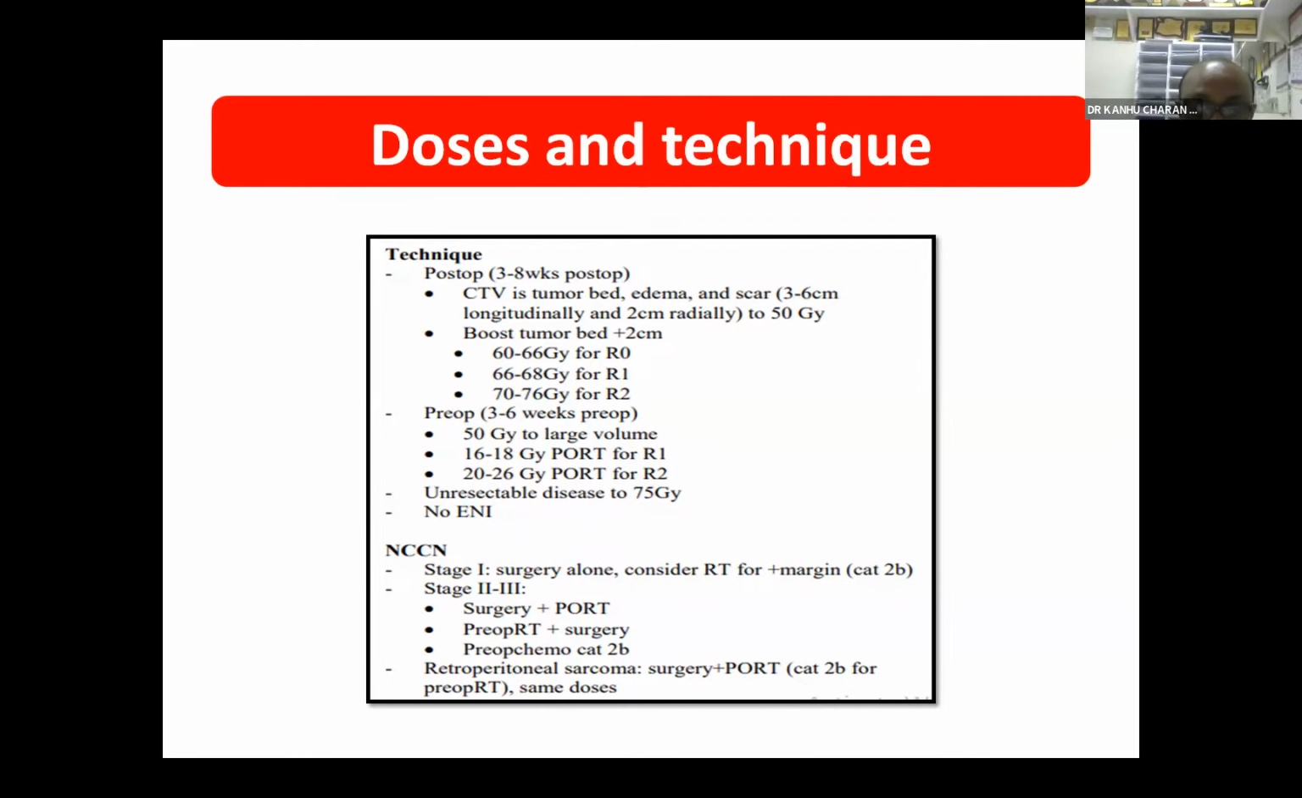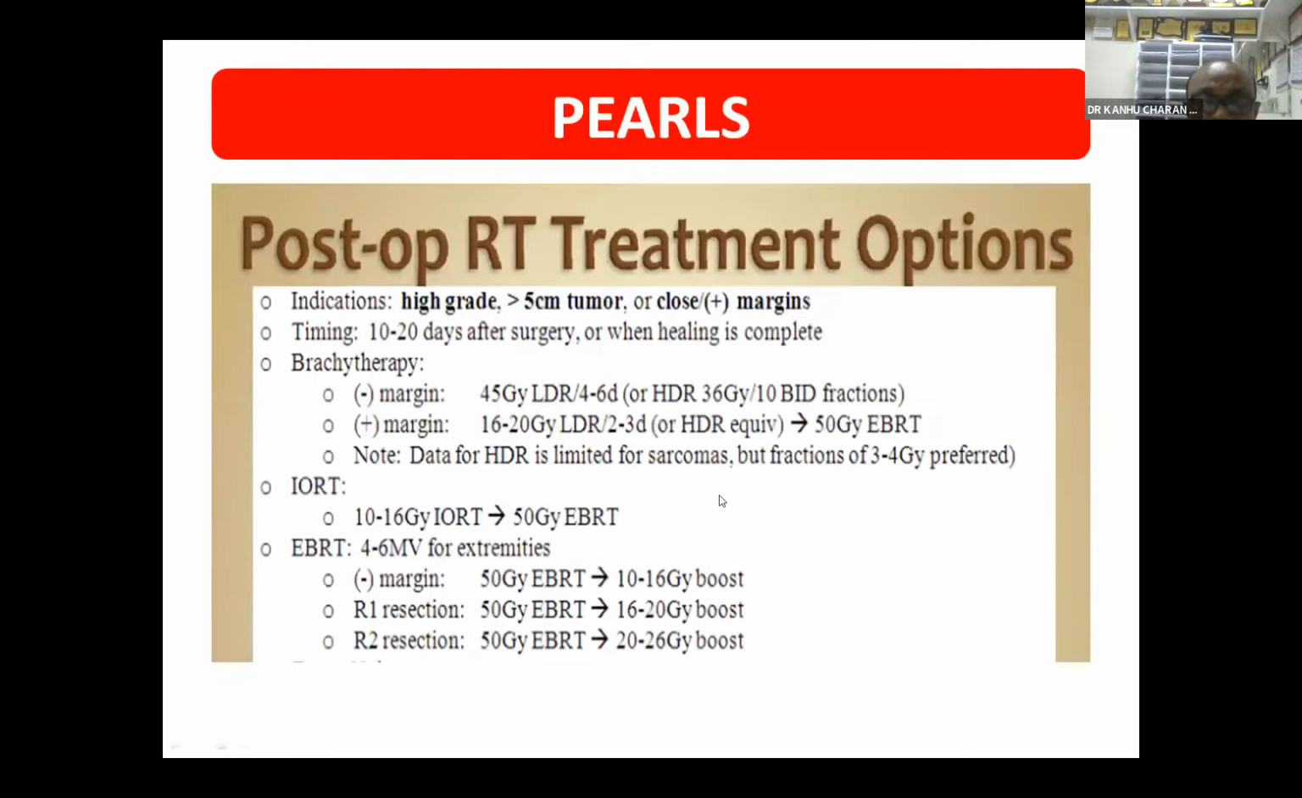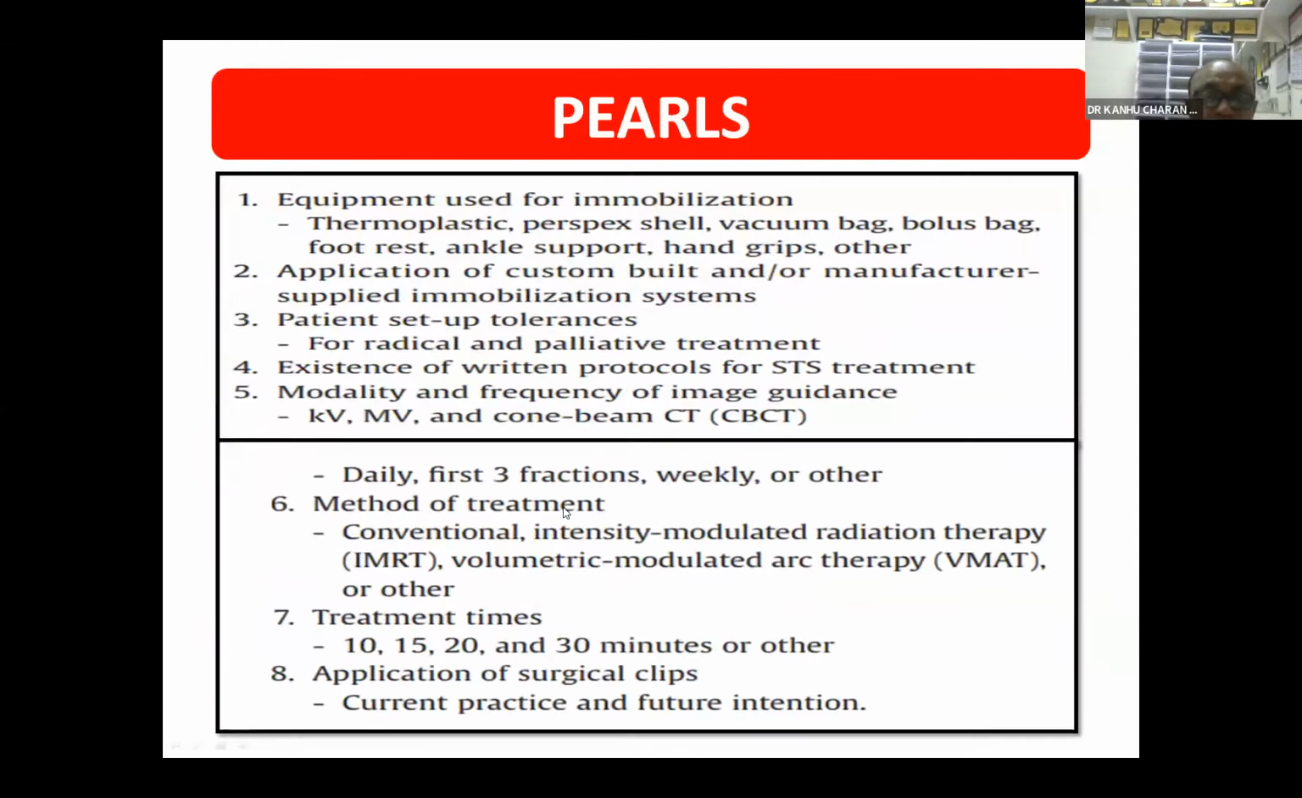So this is the thing, and no elective nodal irradiation is required unless the node is involved, or surgical dissection is done and there is extranodal extension, then you go for radiation. Same thing here, if you are going for brachytherapy, 45 gray LDR or 36 gray in 10 fractions. For a positive margin, you can go for a boost after 50 gray EBRT. And IORT, you can go for 10 to 16 gray intraoperative radiotherapy followed by 50 gray external RT.